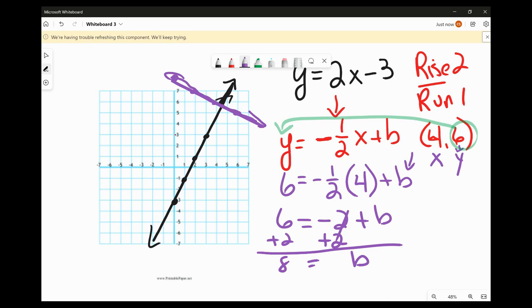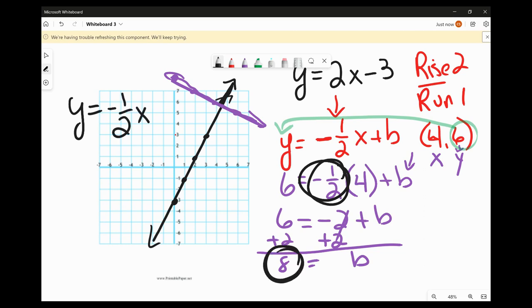So the equation of the perpendicular line, I'll write it over here. We have y equals, the slope negative 1/2 times x, and then we found the y-intercept to be plus 8. So it should look like this. And that's how you would do it if you wanted to find the equation of a line that goes through a specific point for a parallel or a perpendicular line.